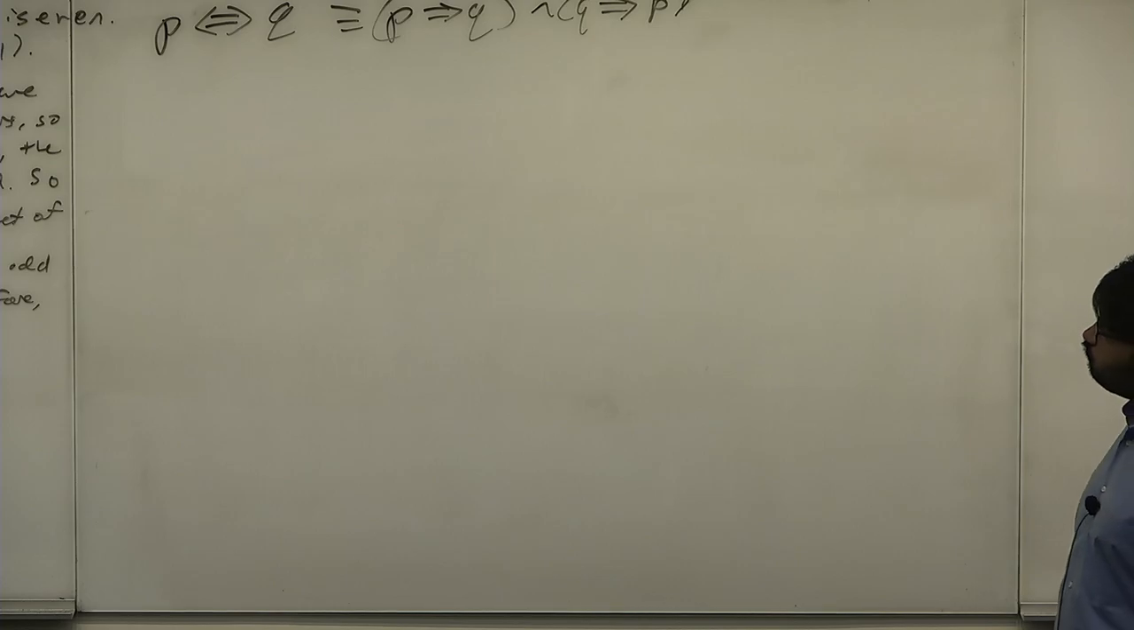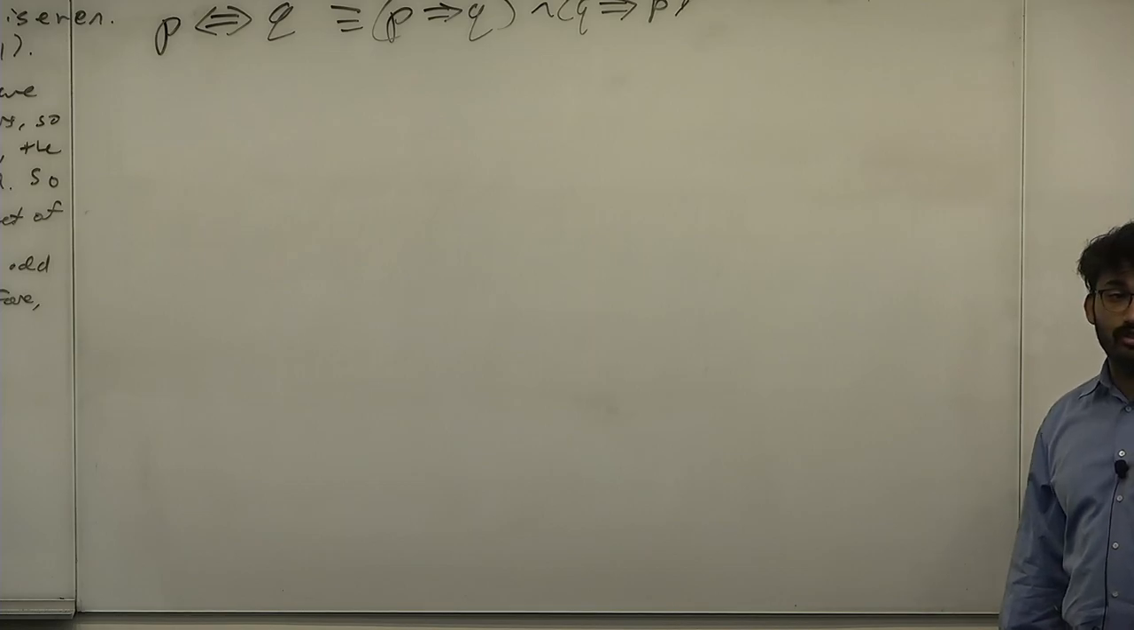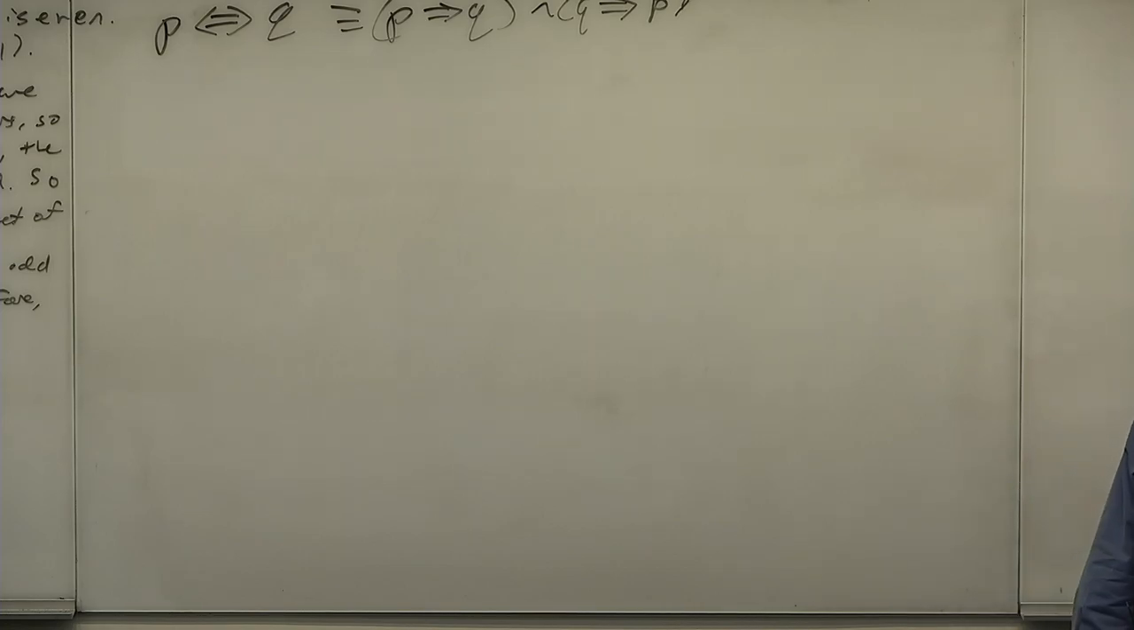Now, that's how you have to prove every biconditional. It is not sufficient for you to prove only one of them, P implies Q. You have to go back and do two cases and you have to prove both. A biconditional is a very strong statement. It's twice as strong as a conditional, a P implies Q. So you have to do it twice in some sense.